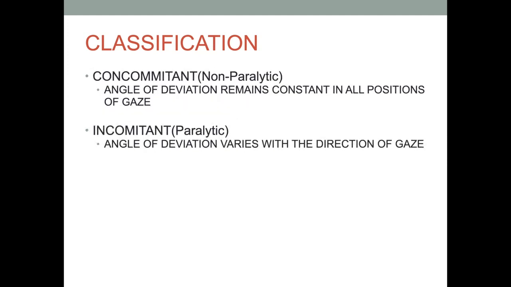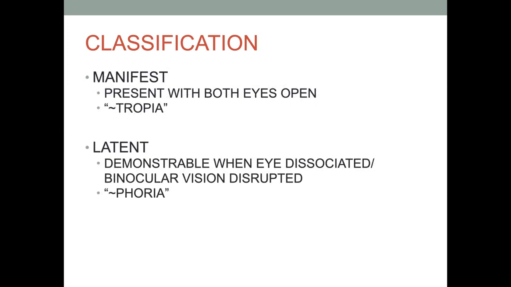When we classify it as concomitant or incomitant, we're talking about paralytic versus non-paralytic squints. In a paralytic squint, the angle of deviation is going to vary with the direction of gaze. Whereas in a non-paralytic squint, the angle of deviation remains constant in all positions of gaze.